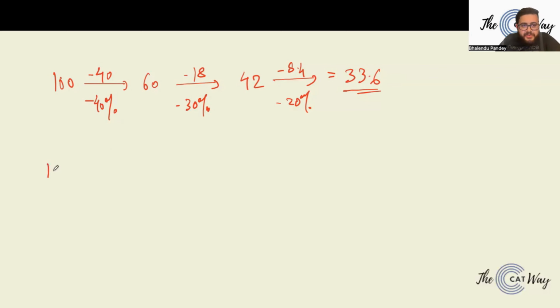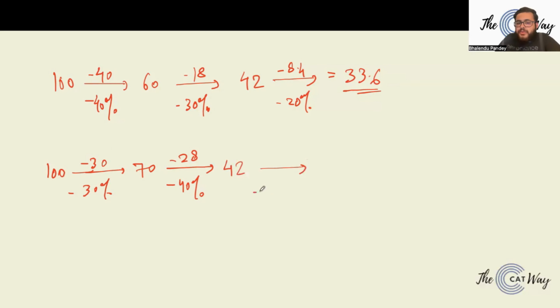Now the second shopkeeper said that initially I'll give you a 30%. 30, 40, 20. So 30 is gone, you are left with 70. Now over that, he's telling you another 40%. 10% of 70 is 7, 40% would be 7 into 4, 28. This is gone. What are you left with? 42. Another 20% cut would mean another 8.4 gone. You are left with 33.6.